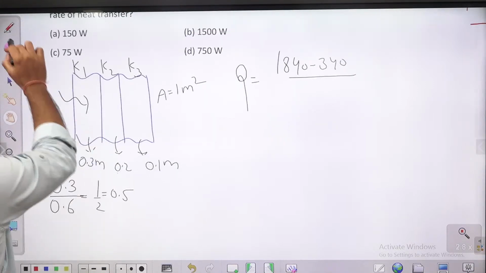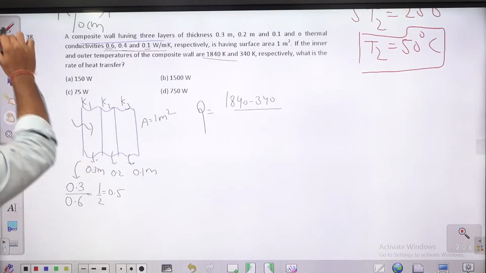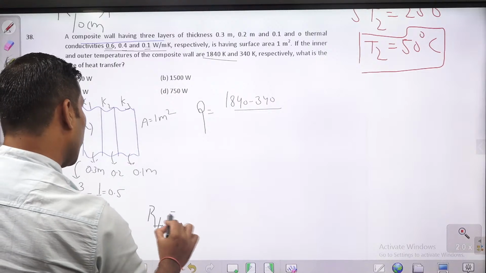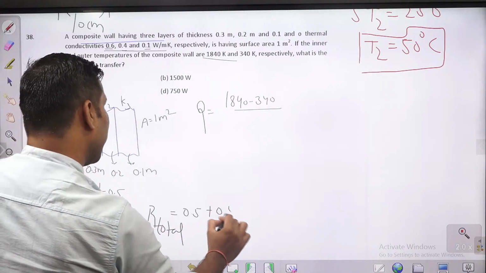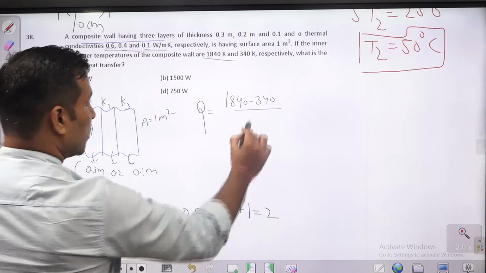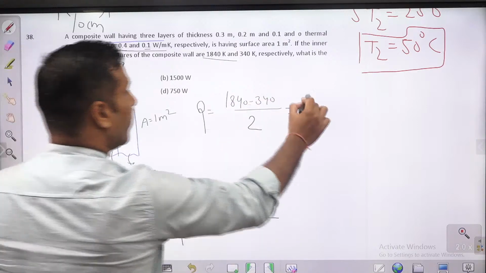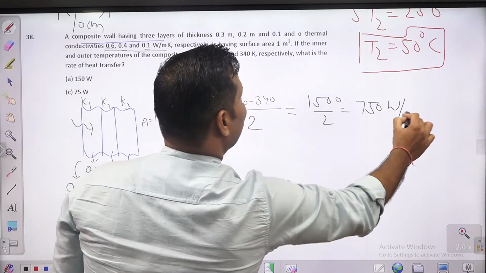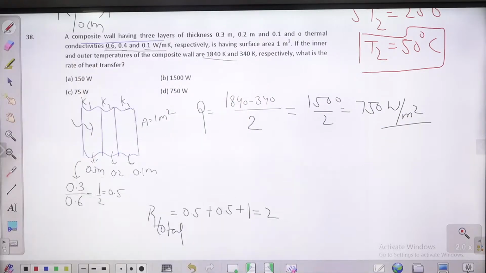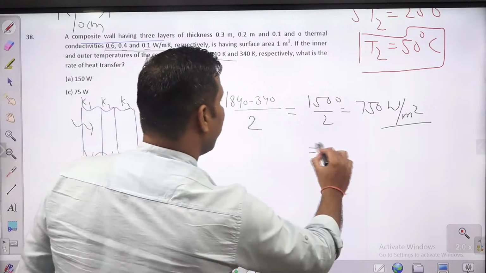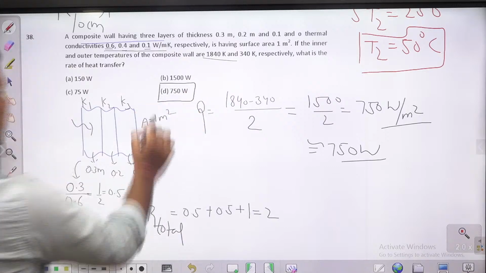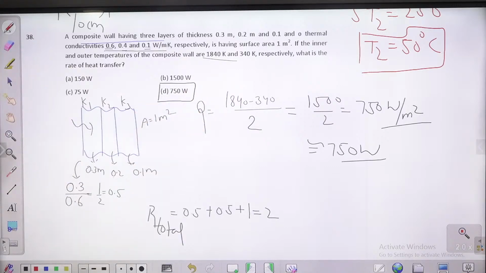So if you calculate the total resistance, R total will be 0.5 plus 0.5 plus 1, so it will be 2. So this will be 1500 divided by 2, which is 750 watt per meter square. Because we are taking area 1, or if you are taking area 1 only, you can write it as 750 watt also. So option D is the right answer for this question.